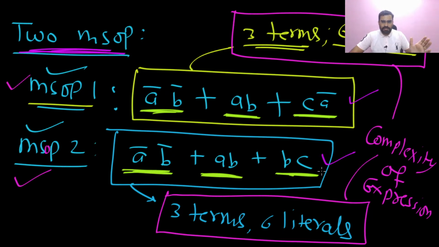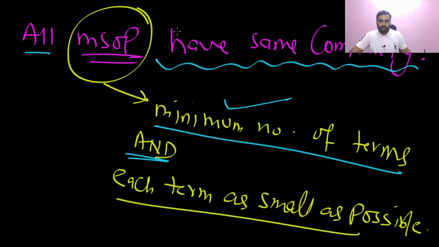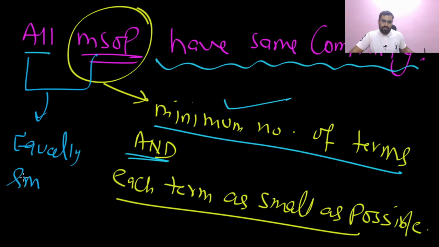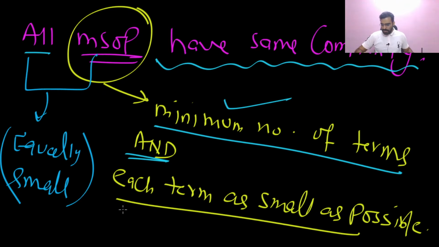Both expressions are correct. Both expressions have three terms and both expressions have 6 literals. So both are small, both are equal. I can say all minimum SOPs are equally small. So this is the idea. Okay, is this clear, Diptanshu? Anyone has any other doubt?